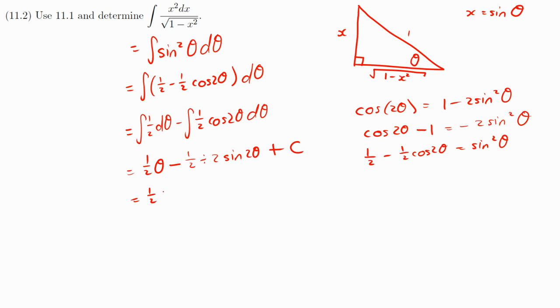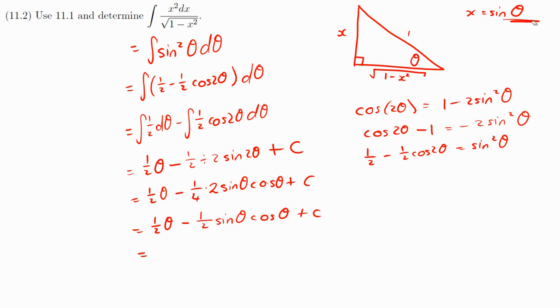So this will be a half theta minus a quarter of, remember, this we can also change. Sine 2 theta is just 2 sine cos. Perfect. So now basically we just have half theta minus a half sine theta cos theta plus c. And now we can actually work everything out.